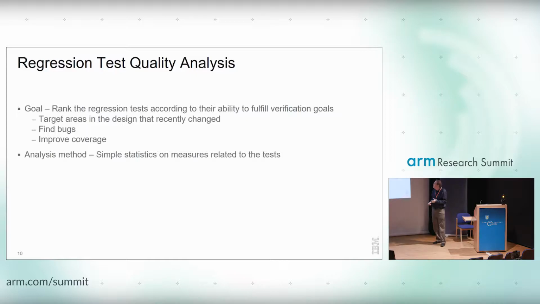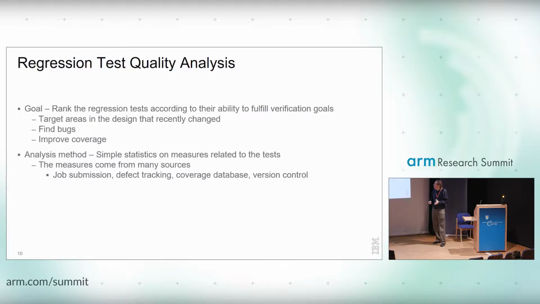So test A is more effective than test B if for 100 runs of test A, I find 1 bug, and for test B, I need 200 runs to find 1 bug. So in terms of finding bugs, A is more effective than B, and this is very simple statistics that I can run.